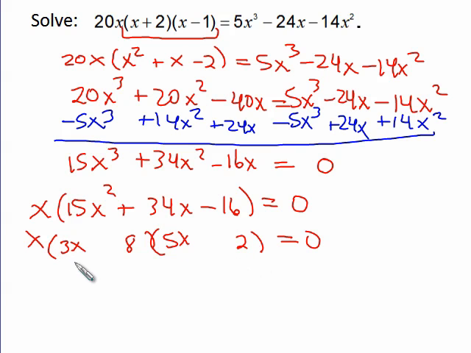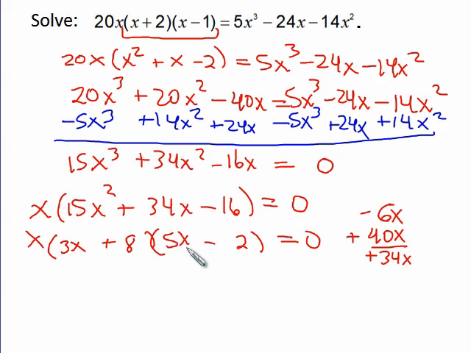So now looking at the outsides, I get 6x, and then the insides give me 40x. So I can get to a positive 34x if I let my 40 be positive and my 6 be negative. So the outsides need to be negative, and then the insides need to be positive, which also gives me this negative 16. So I have my polynomial all factored.